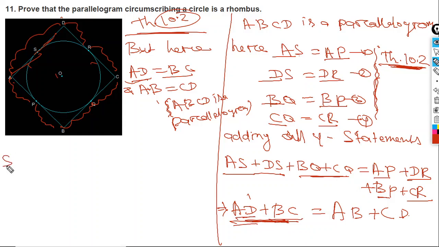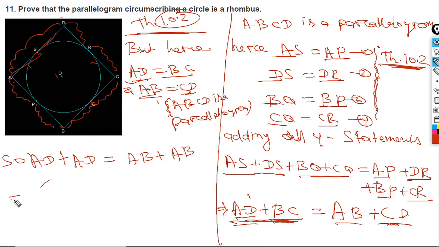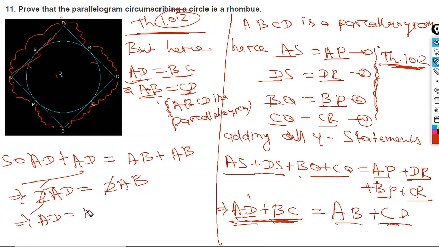So we will write AD plus, instead of BC we will write AD. AD plus AD is equal to, here you have AB plus CD, but we have AB equal to CD, so we will write AB plus, instead of CD we will write AB, AB plus AB implies 2AD equal to 2AB. Now cancel all the 2's, implies AD equal to AB.